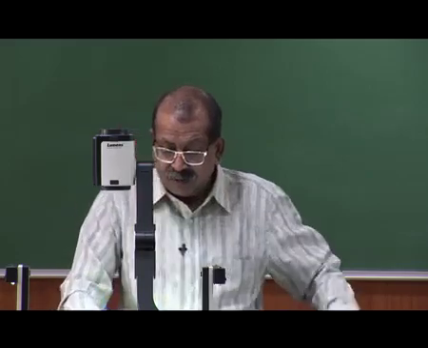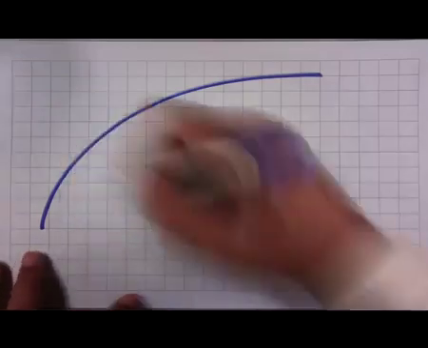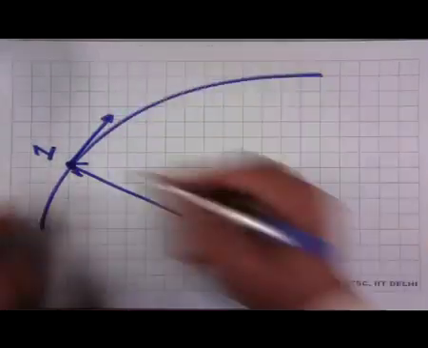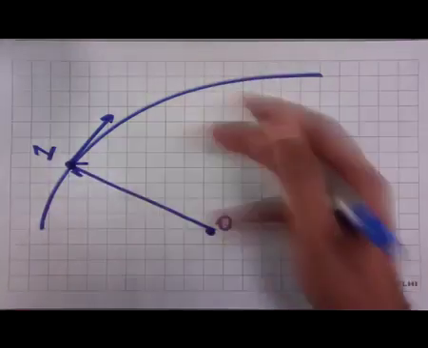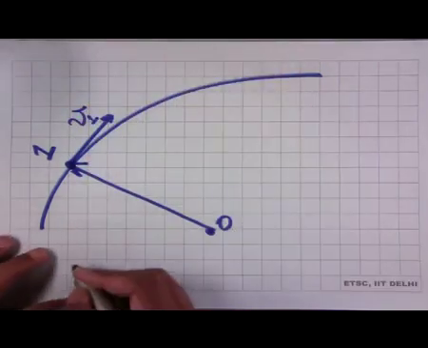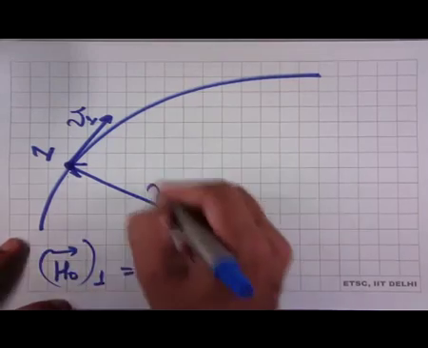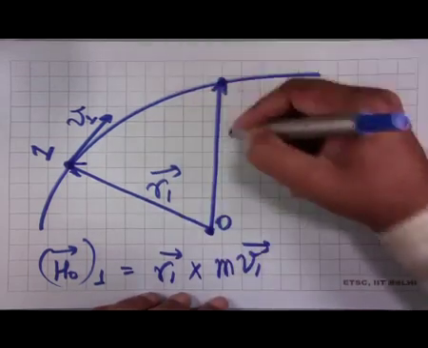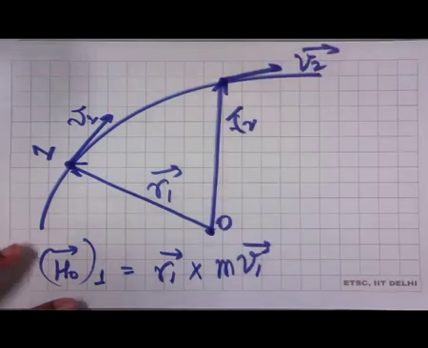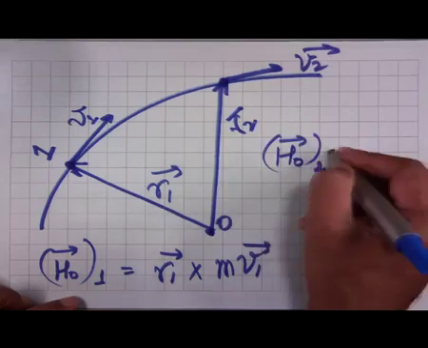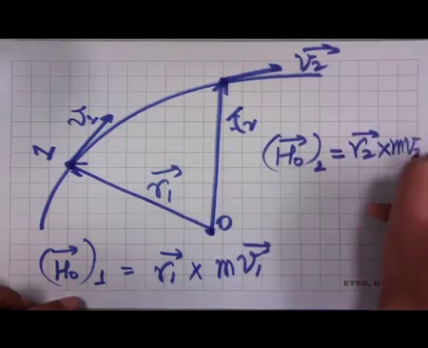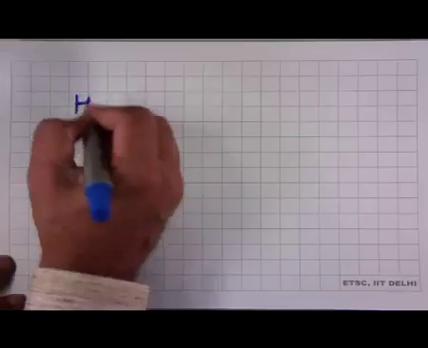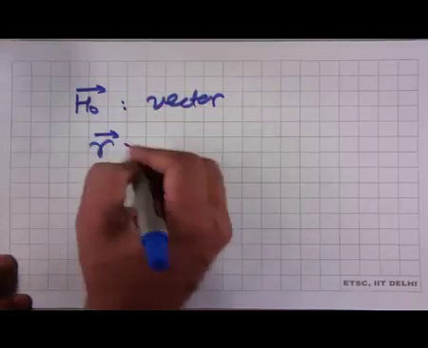So, let us say a particle is moving along this path, this is a point O, and this is one position. We draw a position vector at this position 1 and its velocity is like this. Now, these need not be perpendicular to each other, they may be perpendicular if it is a circular path about O. So, if this is V at position 1, then H about O at position 1 will be equal to r1 cross m times V1. Similarly, at position 2, if the vector is r2 and the velocity is V2, then the angular momentum at position 2 will be equal to r2 cross m times V2. So, this is the definition of angular momentum. Once again, this is a vector and we define it as r cross mv.